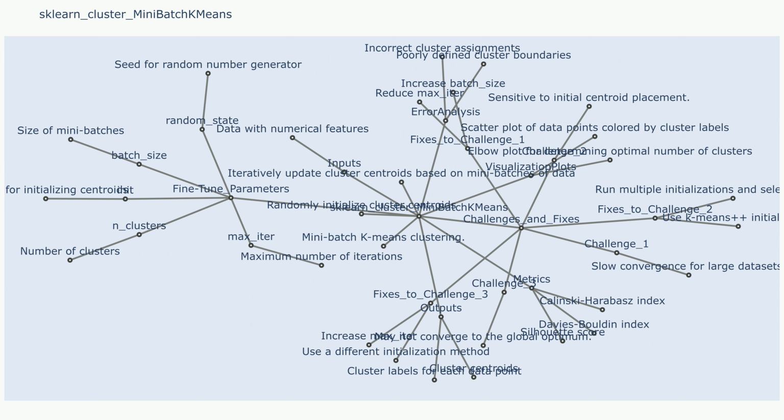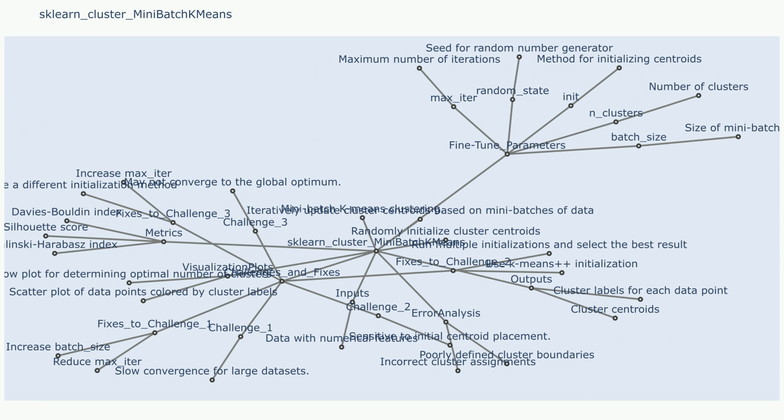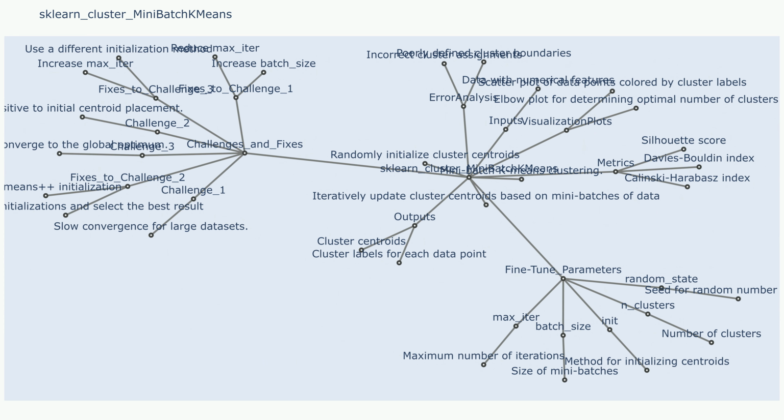Outputs: labels. The predicted cluster labels for each data point, represented as a 1D array of shape n_samples. Cluster centers. The coordinates of the cluster centroids, represented as a 2D array of shape n_clusters, n_features.